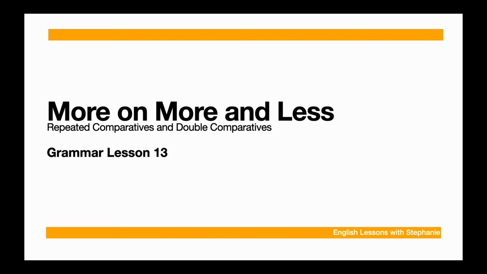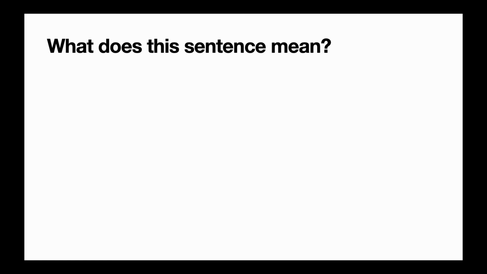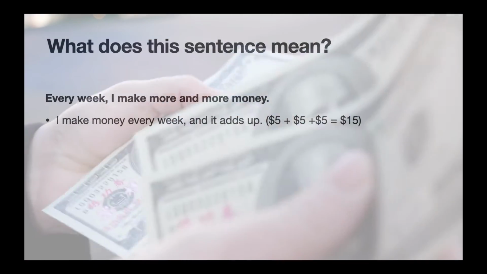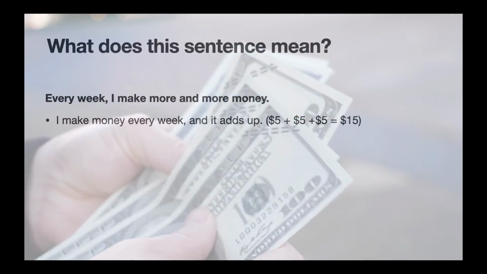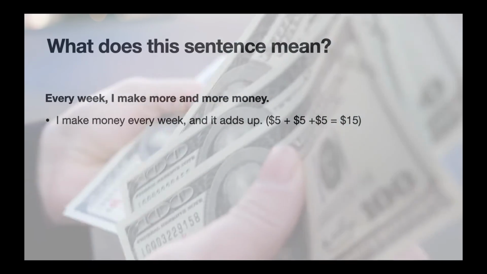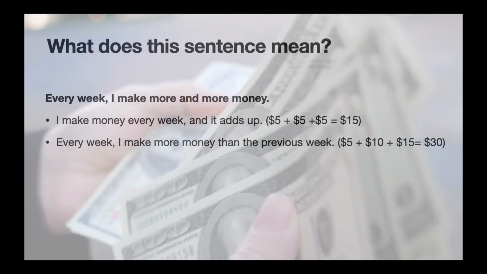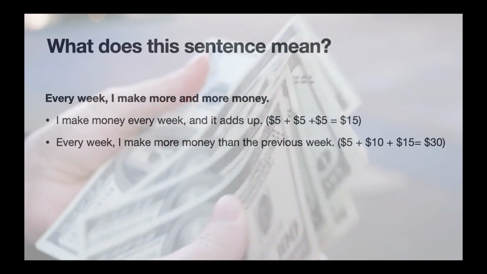This is Grammar Lesson 13, more on more and less. So, what do you think this sentence means? Every week I make more and more money. Does it mean I make money every week and it adds up, like $5 and then $5 and $5 equals 15? Does it mean every week I make more money than the previous week?